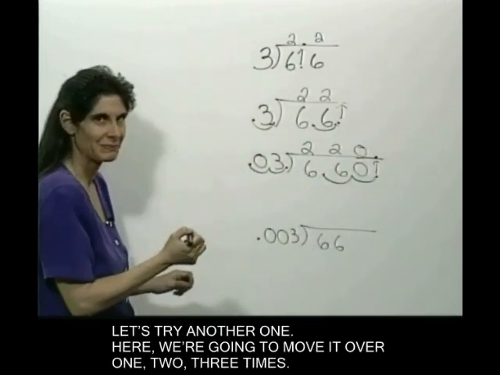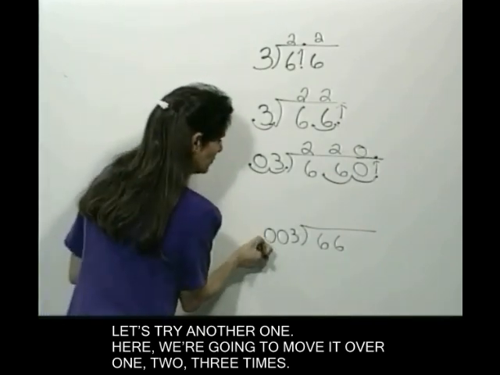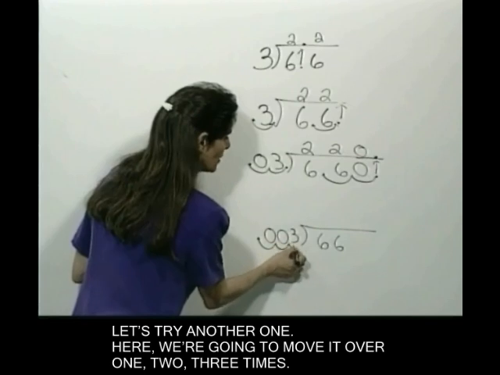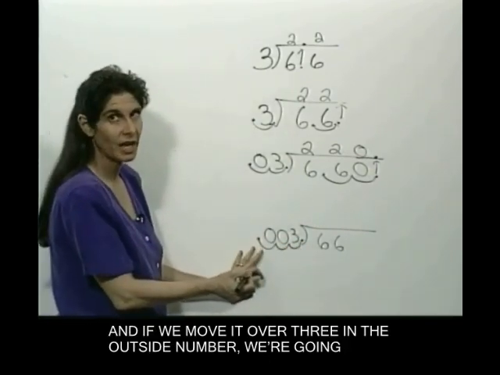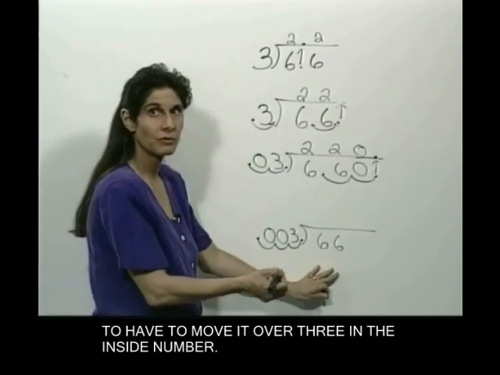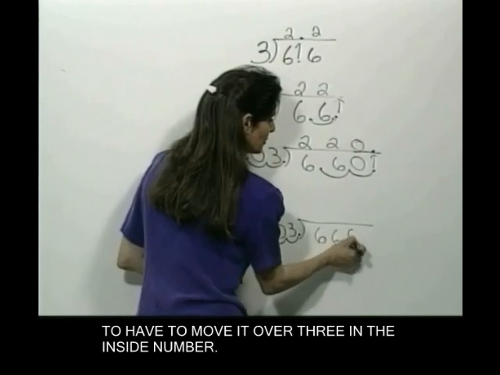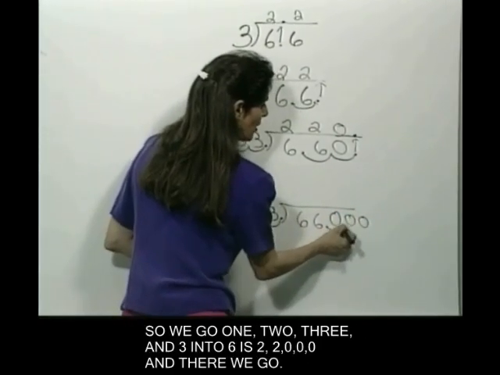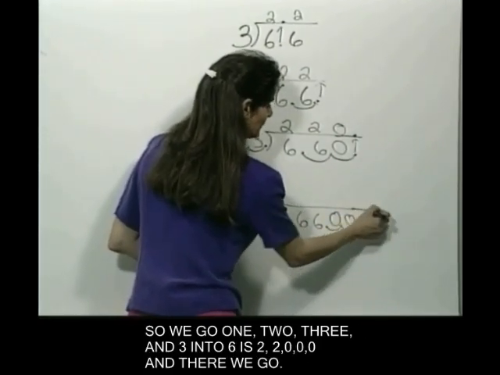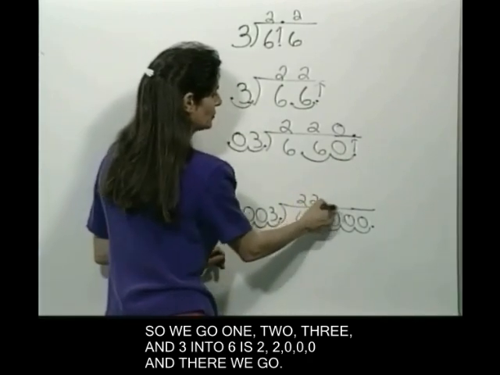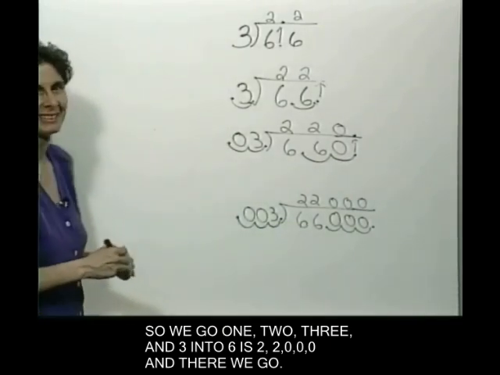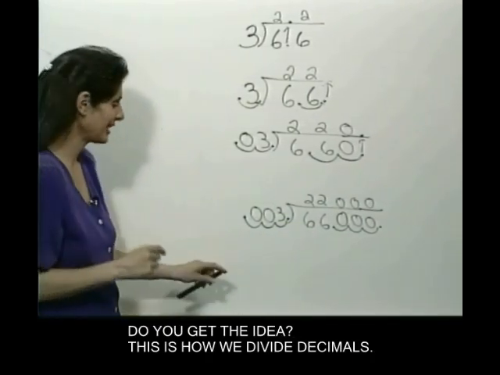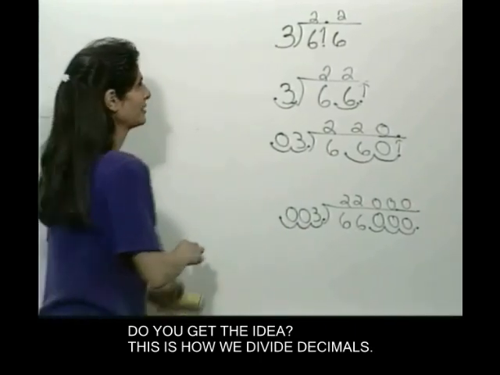Let's try another one. Here, we're going to move it over 1, 2, 3 times. And if we move it over 3 in the outside number, we're going to have to move it over 3 in the inside number. So we go 1, 2, 3. And 3 into 6 is 2, 2, 0, 0, 0. And there we go. So you get the idea? This is how we divide decimals.